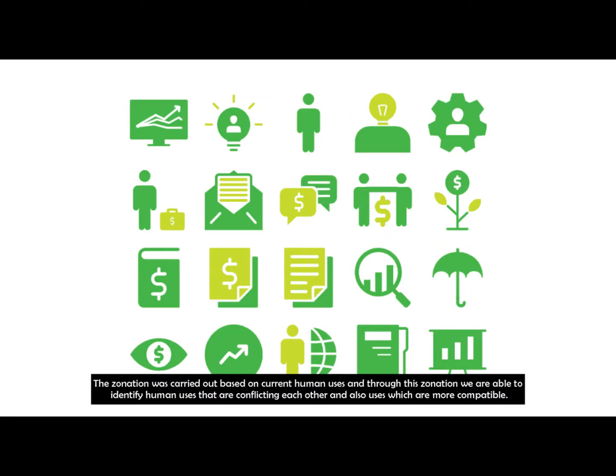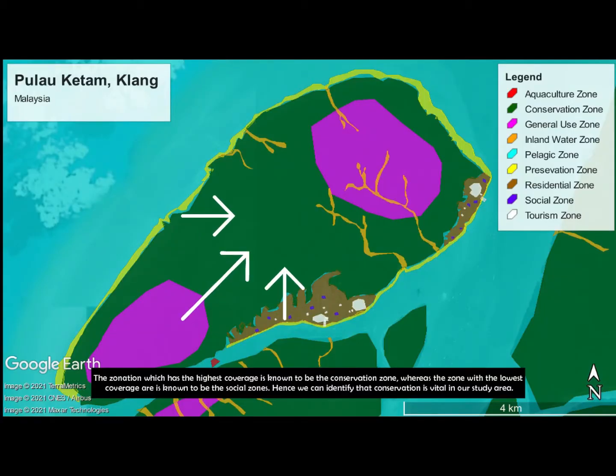The zonation was carried out based on current human uses, and through this zonation, we are able to identify human uses that are conflicting with each other and also uses which are more compatible. The zone which has the highest coverage is known to be the conservation zone, whereas the zone with the lowest coverage is known to be the social zone. Hence, we can identify that conservation is vital in our study area.